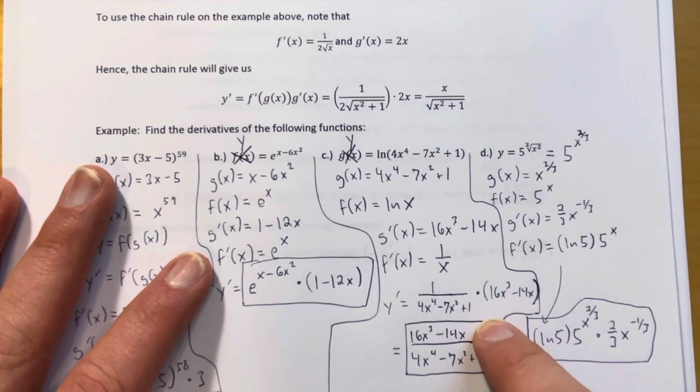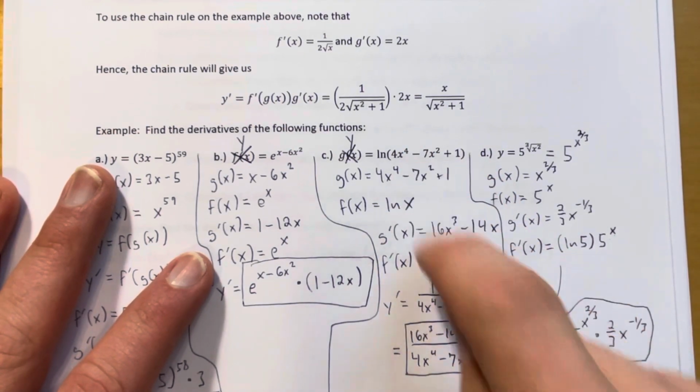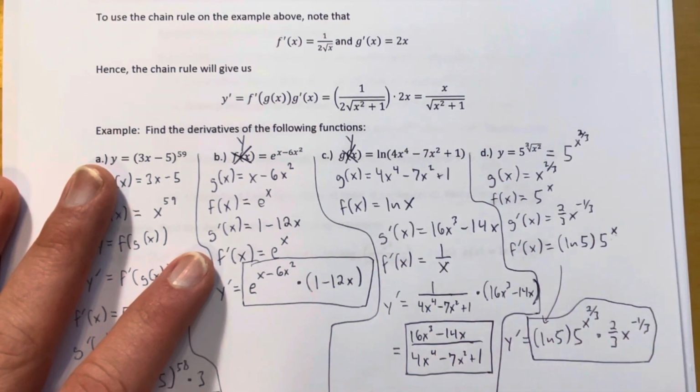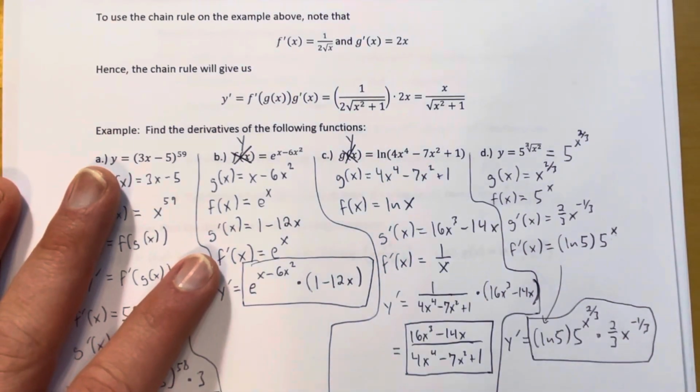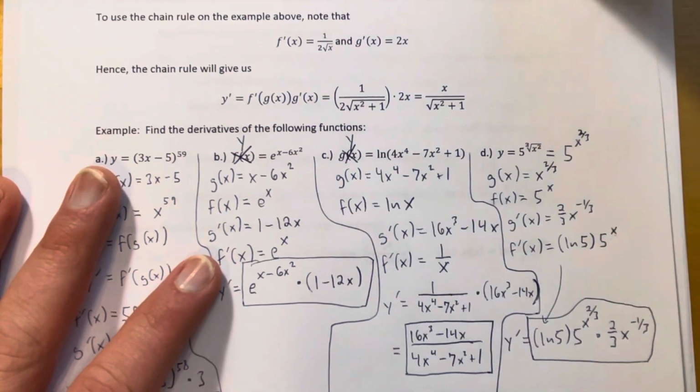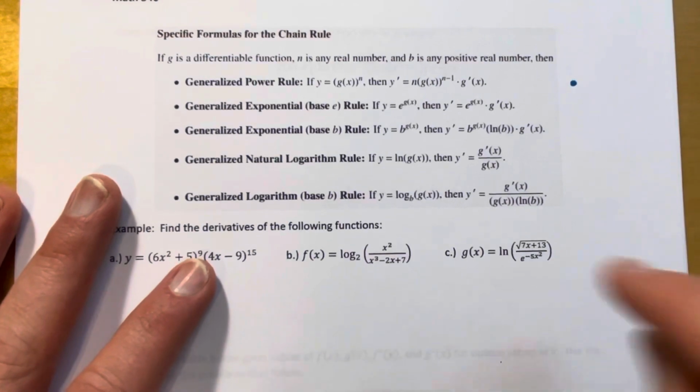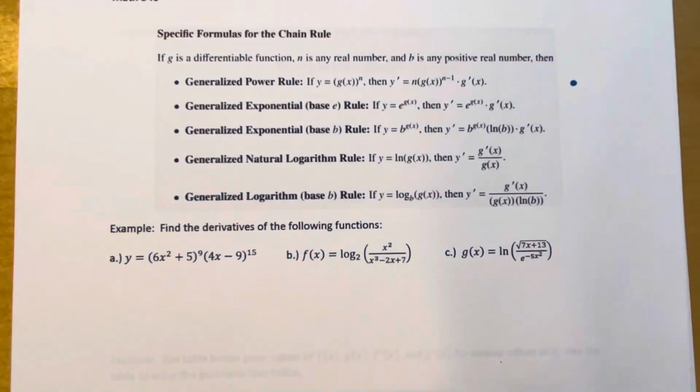Notice g prime is the derivative of g of x, the inside function, and then the denominator is just the original g of x, the inside function. So we're going to think through those types of derivatives just using that rule instead of breaking it down into an f of x and a g of x like we did in the last example.